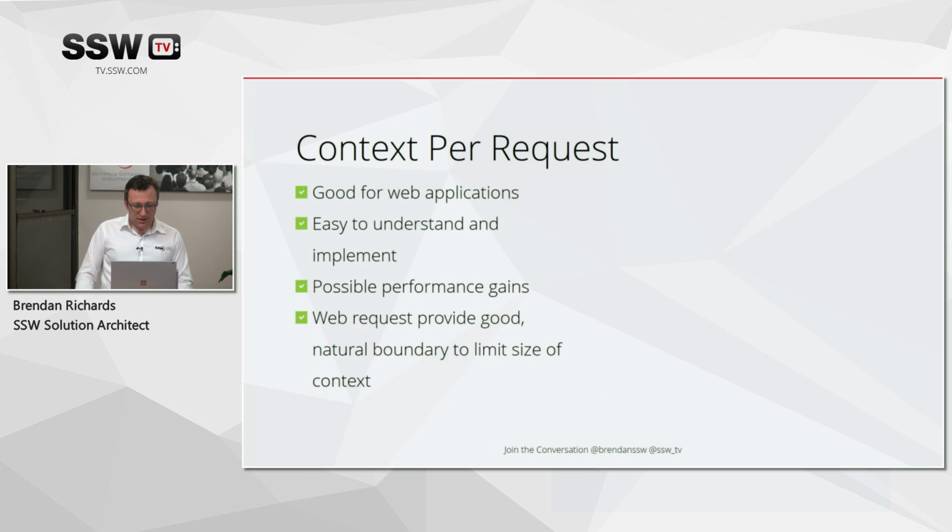So there are a few things about context per request. It's good for web applications, but only good for web applications. It's pretty easy to understand and implement. You know where you are. You've got a good natural boundary to limit the size of your context because your request should never be that long. You might do a lot of things in one request, it might be quite a complex operation, but there is a natural limit. You'll finish that request, you'll get your context cleared, and away you go.